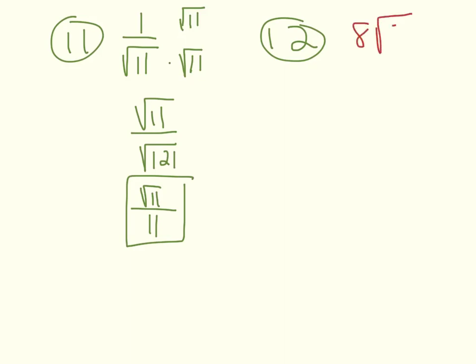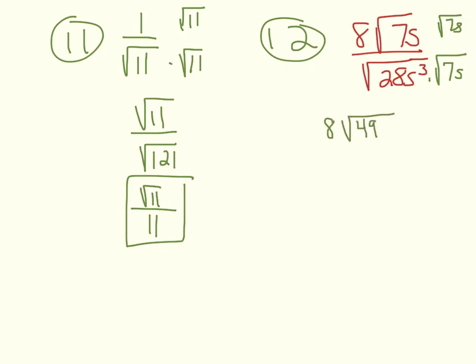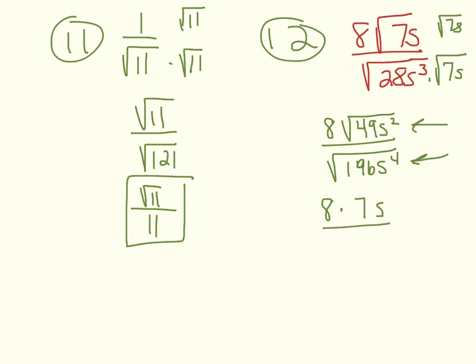Number 12, 8 times the square root of 7s divided by the square root of 28s to the third. The next one, I can multiply 28 by 7. That's going to give me a perfect square. And since I have an odd power, I multiply by s. So on top, I would get 8 times the square root of 49s squared divided by the square root of 196s to the fourth. On top and bottom, I can simplify. The square root of 49 is 7. The square root of s squared is s. The square root of 196 is 14. And the square root of s to the fourth is s squared.